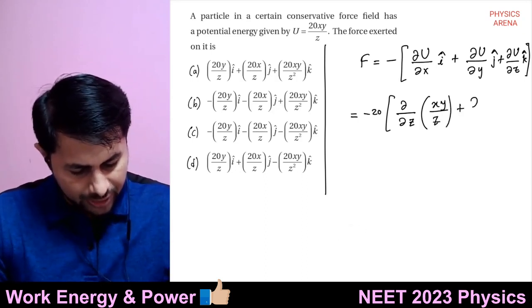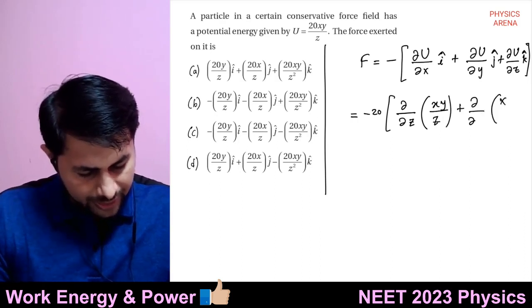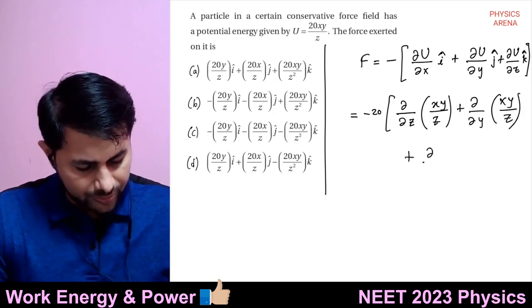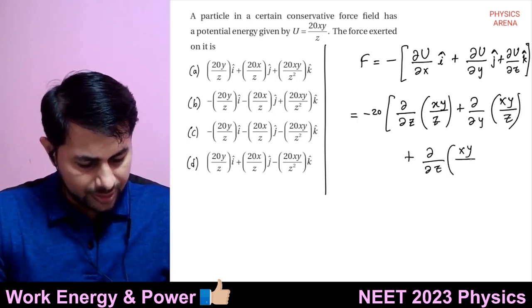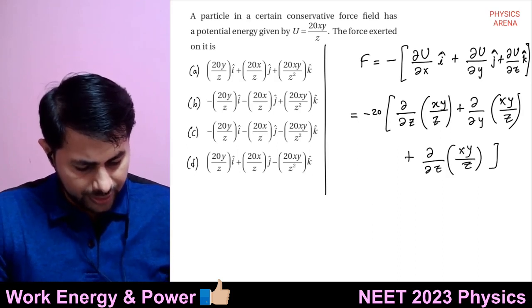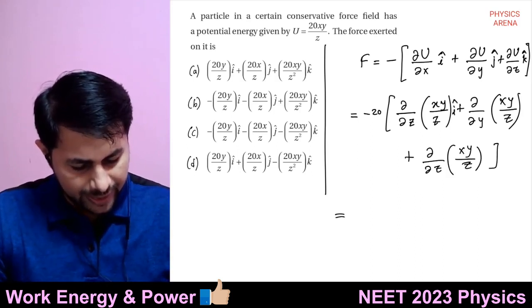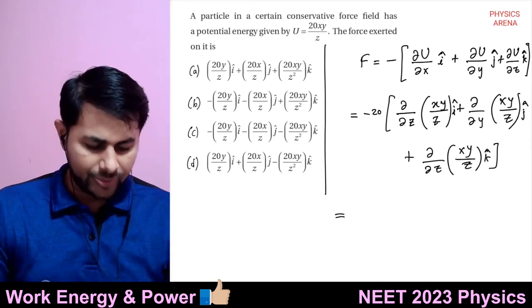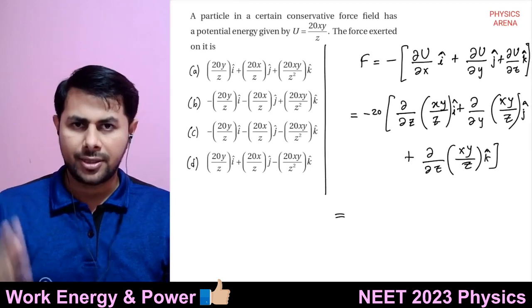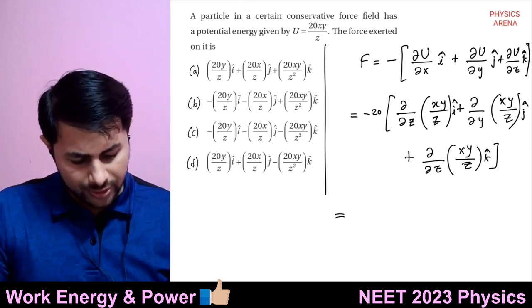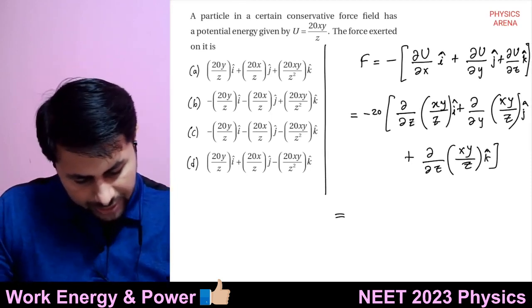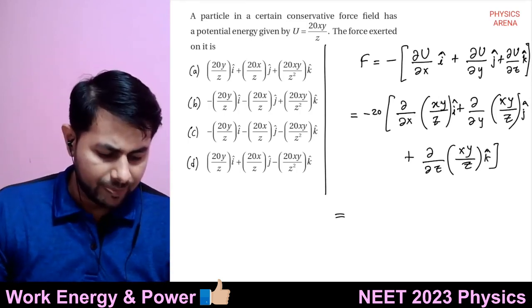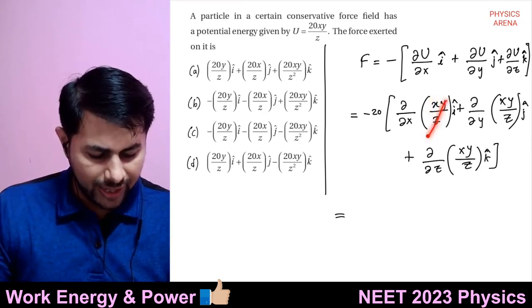Plus partial derivative of xy upon z with respect to y, plus partial derivative of xy upon z with respect to z. Okay, and this multiplied by i cap, this multiplied by j cap, this multiplied by k cap. So what's the rule of taking partial derivative? You will treat other terms as constants. Oh, my mistake, I wrote z here.